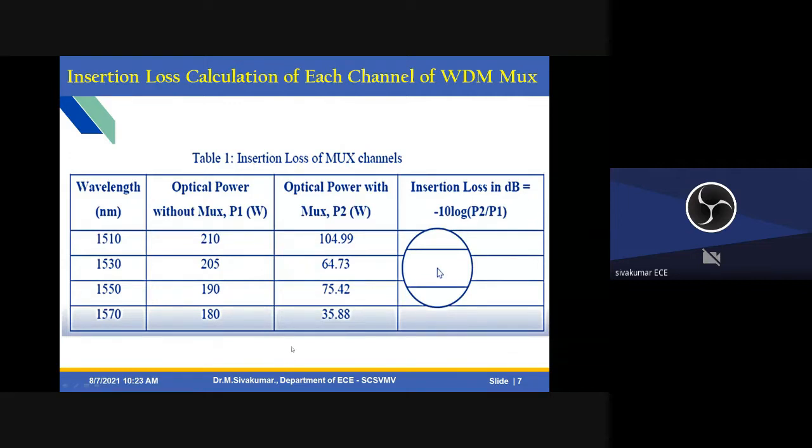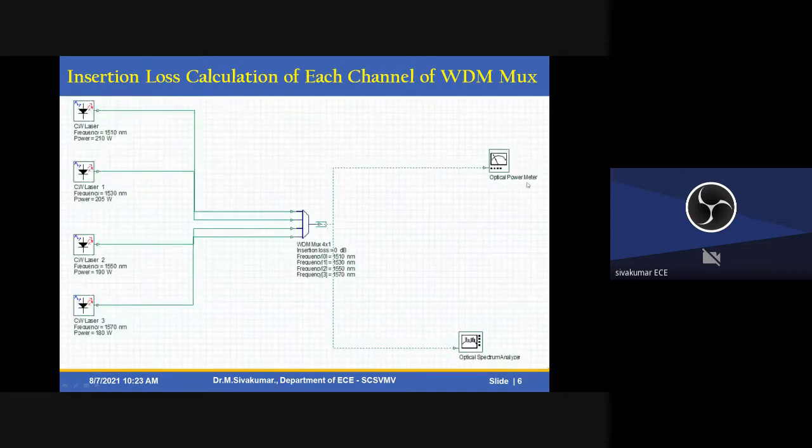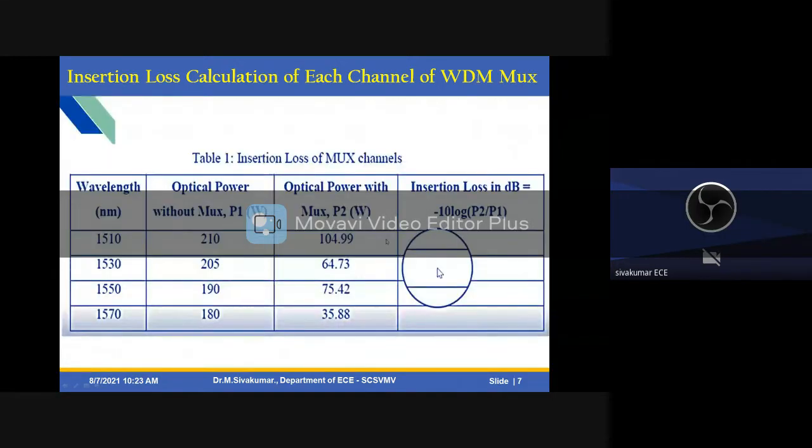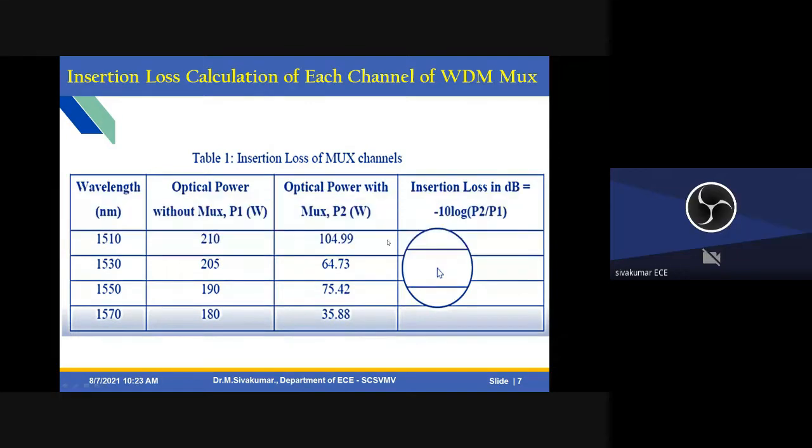So, by the use of the optical power meter, you calculate for wavelength 1510, 104.99, 64.73, 75.42. In this manner, we calculate. By using the formula, we find out the insertion loss. This is a simple experiment.